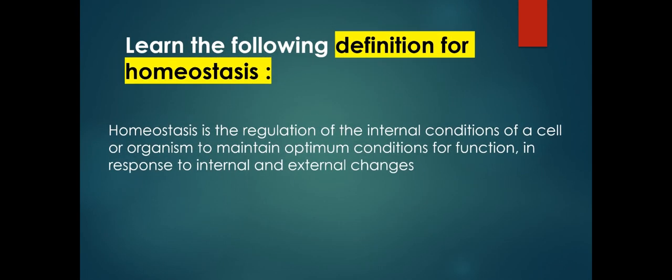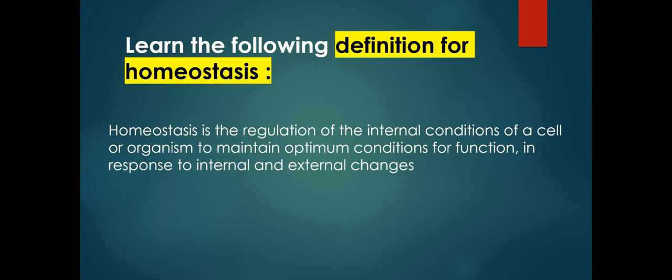Now, this is the important definition that you need to learn for homeostasis: it is the regulation of internal conditions of a cell or organism to maintain optimum conditions for function in response to internal and external changes. I mean, it's pretty simple, right? This is what I told you: whatever happens outside or inside our body, we need to maintain the internal conditions at an optimum. They don't have to change with the environment, or the environment shouldn't affect them. Because if the environment affects them, then there's going to be a lot of problems, right?